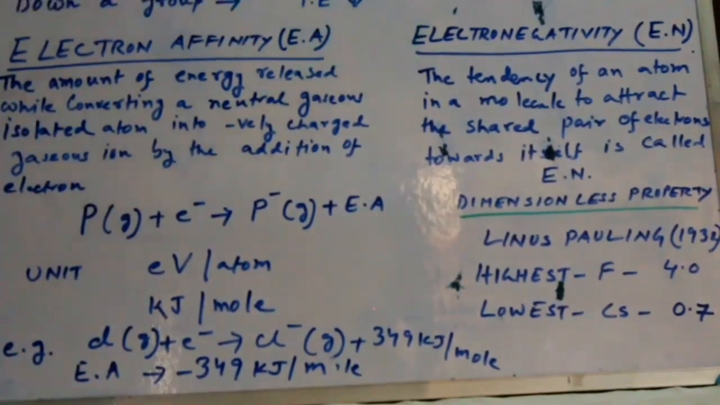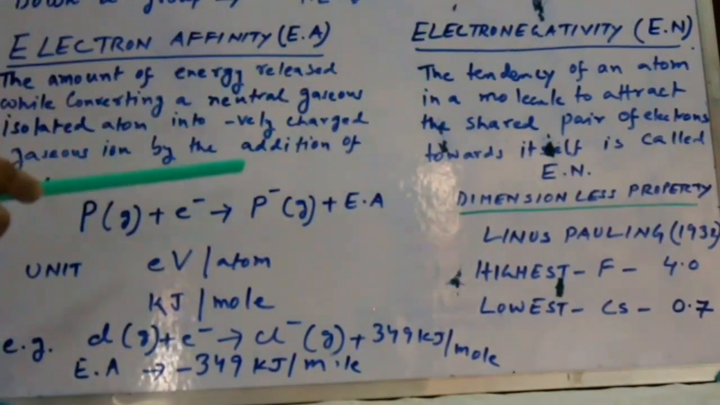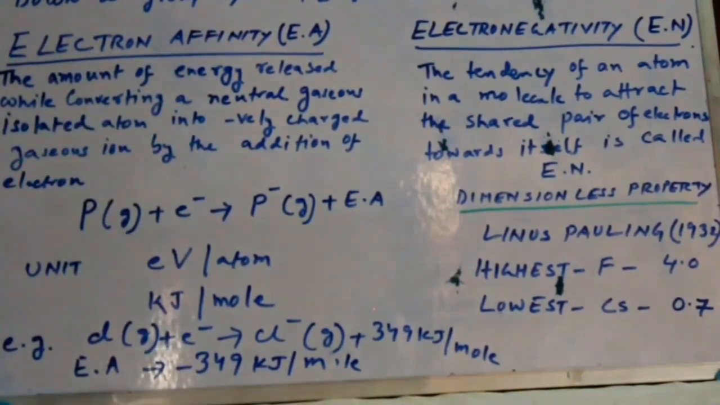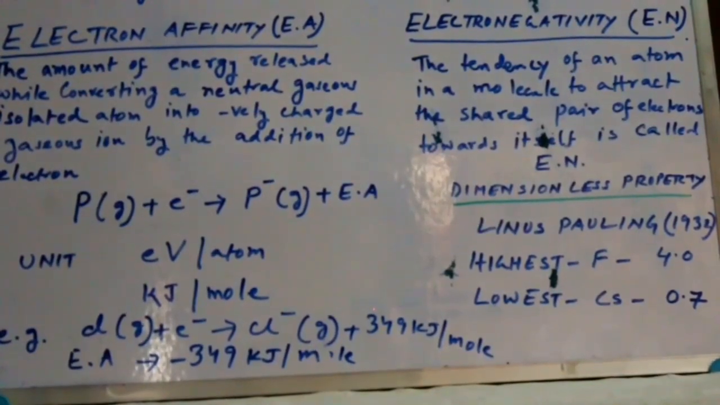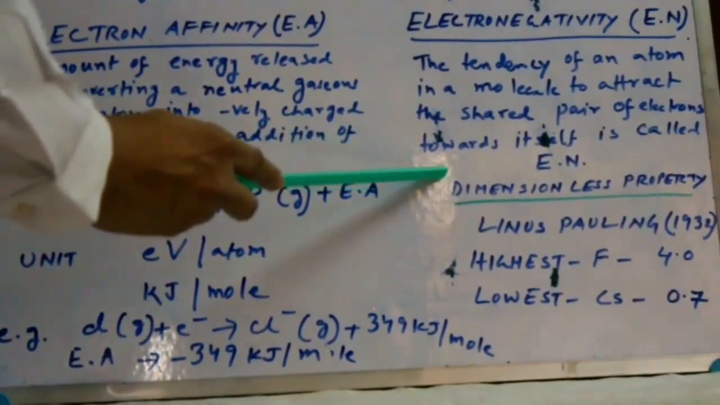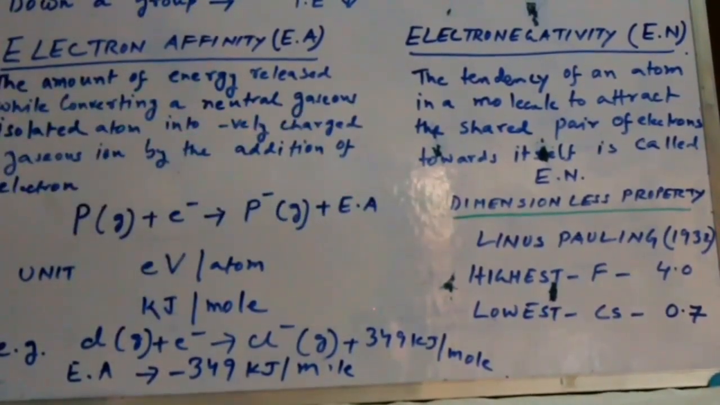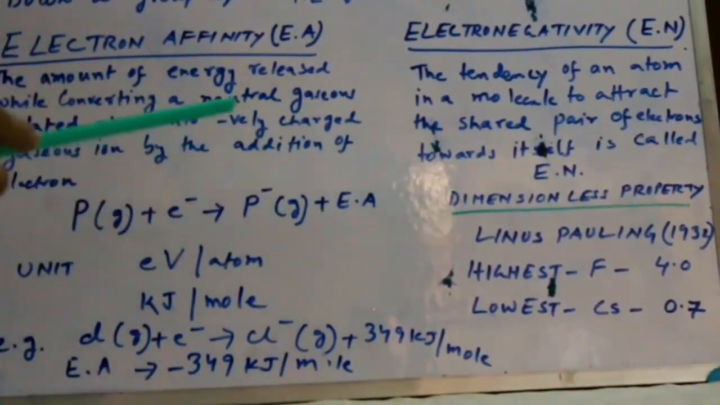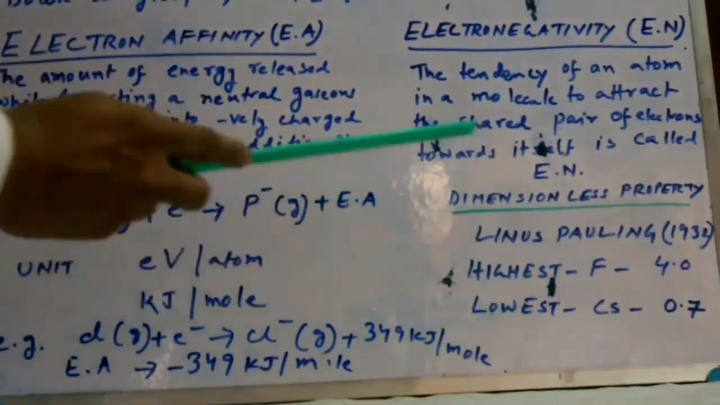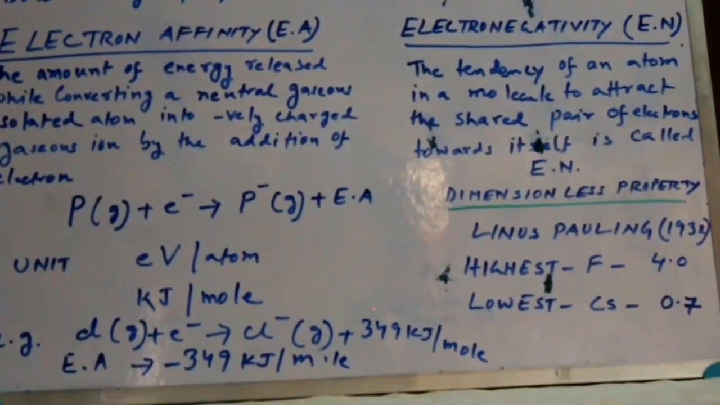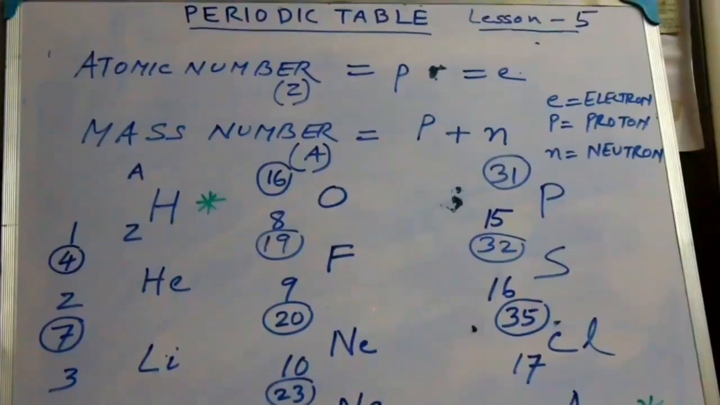The next concept is electronegativity. What is electronegativity? The tendency of an atom in a molecule to attract the shared pair of electrons towards itself is called electronegativity. It's a dimensionless property. According to Linus Pauling in the year 1932, highest electronegativity is fluorine, that means 4, and lowest electronegativity is cesium, that is 0.7.